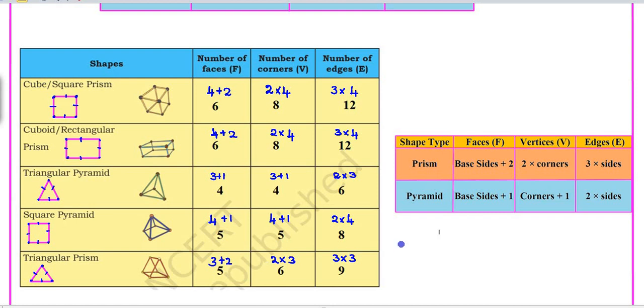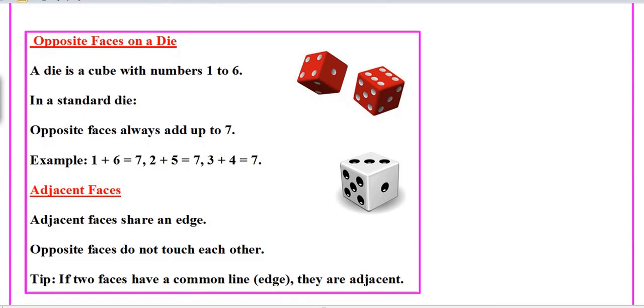I hope I made it very simple. So this is the table, you can just remember it so that you are able to identify and find out, whatever shape it may be. Not only this, whatever shape it may be, you can just find out the number of faces, vertices and edges. Now just moving into the next concept of dice.